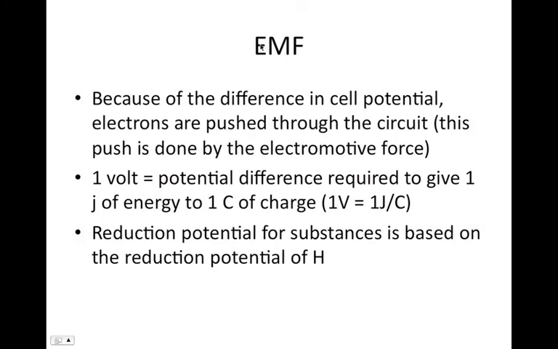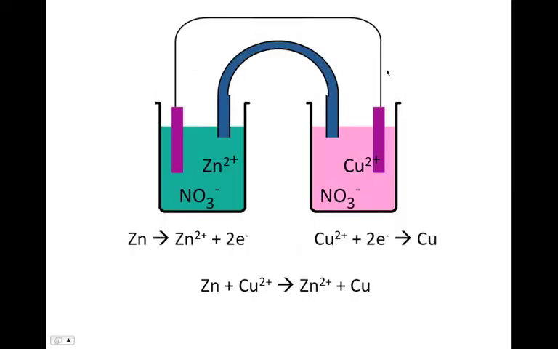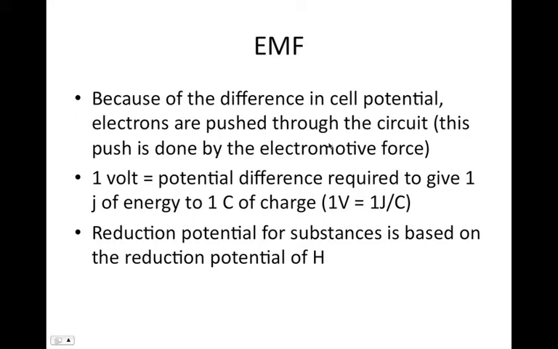All right, EMF, electromotive force. Electromotive force is caused by the difference in the cell potentials of these two guys. This guy has a reduction potential, and this guy has a reduction potential. And it's the difference between these two that gives you the overall electromotive force, and it's that force that causes the electrons to be pushed through the wire.